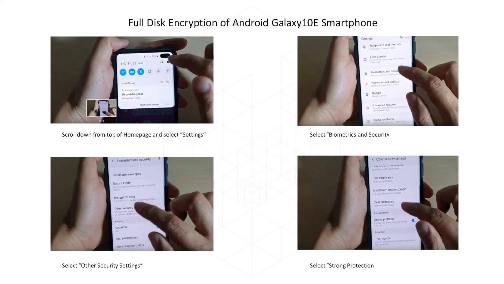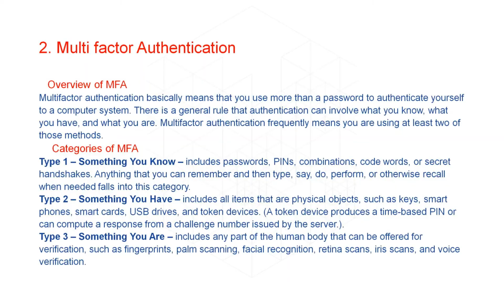The steps that are involved for full disk encryption of an Android Galaxy S10e smartphone are as follows. First off, scroll down from the top of the home page on your smartphone and select Settings. Then select Biometrics and Security. Next, select Other Security Settings. And then, lastly, select Strong Protection.